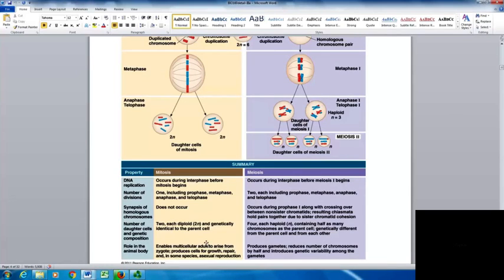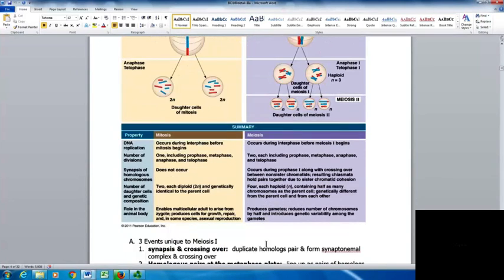So the role in the animal body, mitosis is going to allow them to become a multicellular adult. In meiosis, this is only used to produce the gametes. It reduces the number of chromosomes and introduces genetic variability into the gametes.